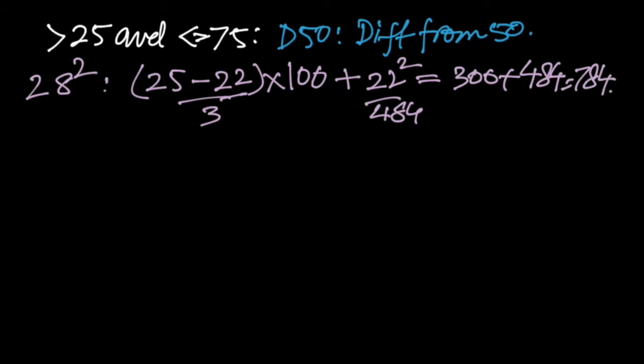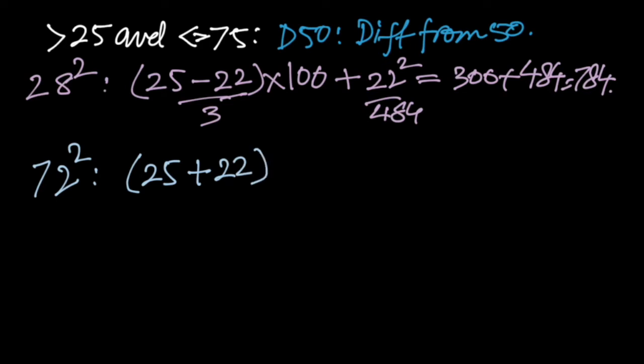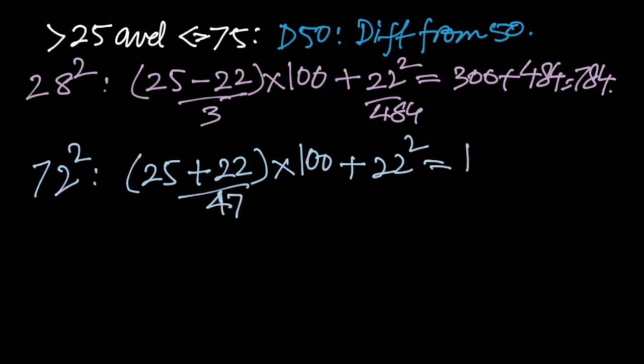Let's do one more example, say 72 square. Again we start with 25 and since 72 is more than 50, we will put a plus sign and we add the difference, which is 22 again, then we multiply it with 100, then we add the square of the difference. So this thing is 47. So here we get 4700 plus 484, which is 5184.